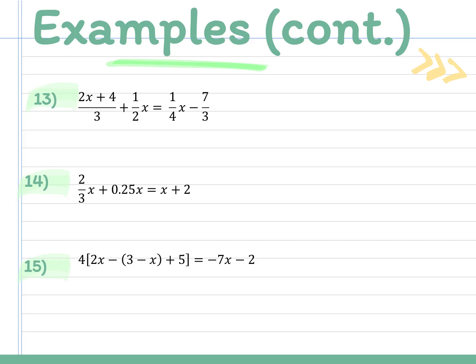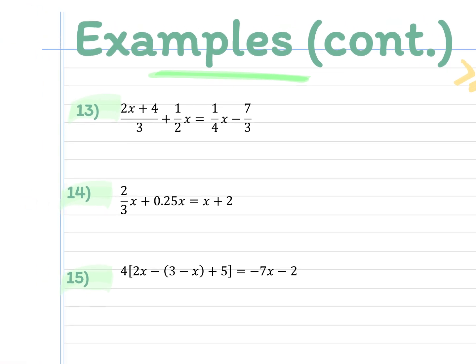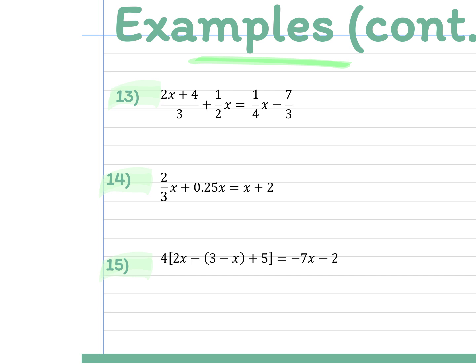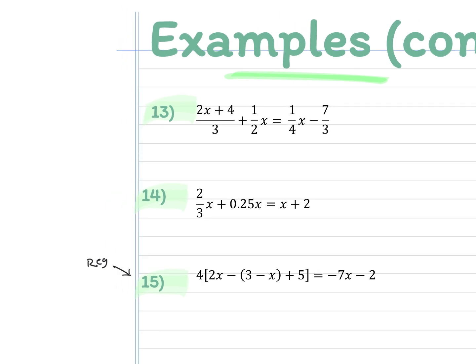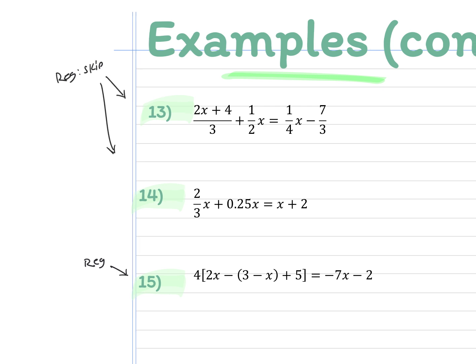Looking at the next one, they get a little bit more complex. If you're in regular Algebra 2, you can skip 13 and 14. We'll cover those in the next section, 1.2b. But we're going to continue with 15. So if you're in regular, let me write it off to the side. Regular, we're going to start here. Regular, skip that and that.